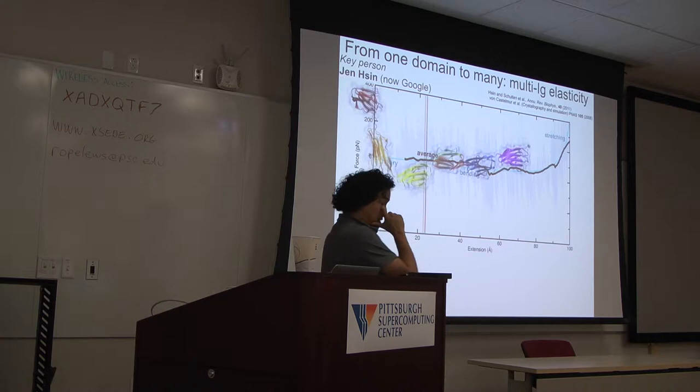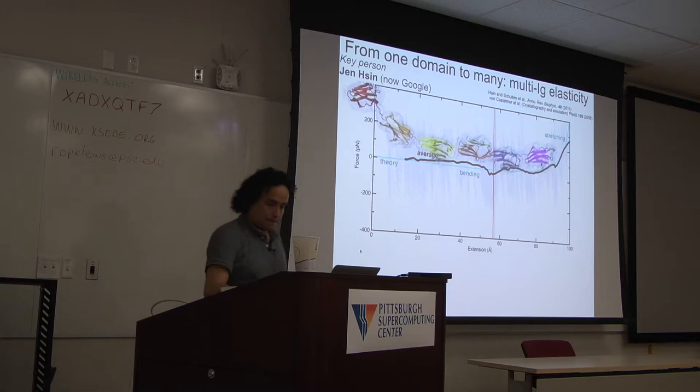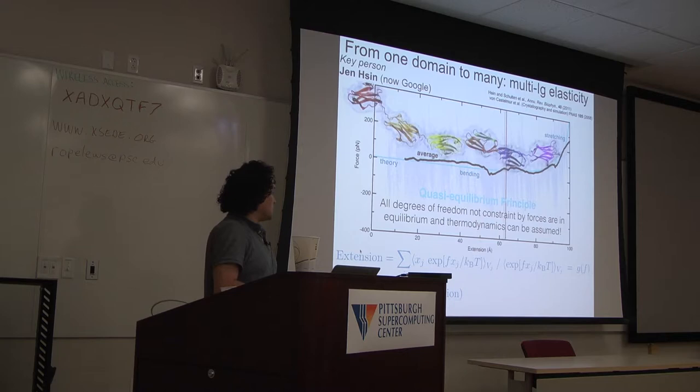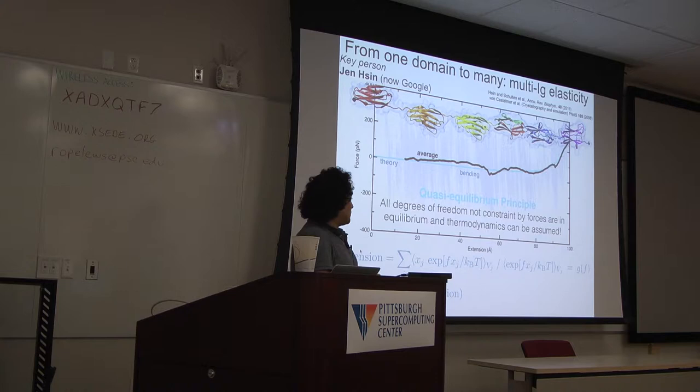Theory. This is a Hummer-Szabo theory. And it goes again to what you were saying, this is the quasi-equilibrium principle, that all degrees of freedom that are not constrained by forces are in equilibrium. So you're effectively pulling, but every single repeat is in near equilibrium as long as the degrees of freedom are perpendicular to the force.